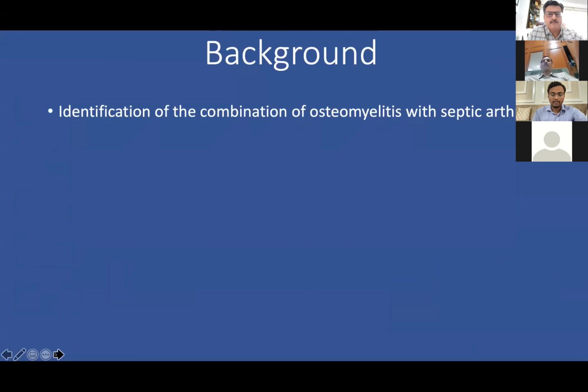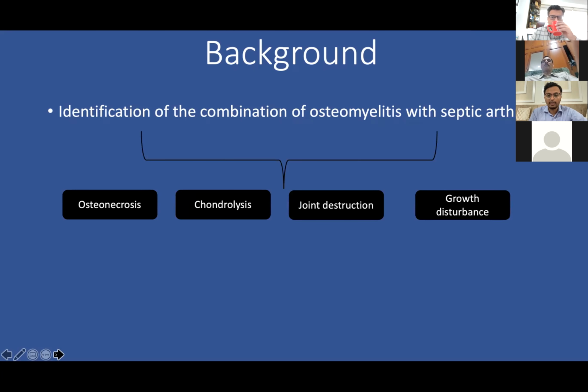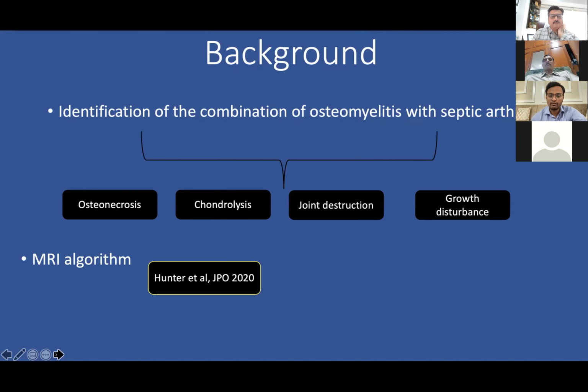In the background or introduction of this paper, the identification of the combination of osteomyelitis with septic arthritis is important because it will lead to sequelae in the form of osteonecrosis, chondrolysis, joint destruction, and growth disturbance. Most papers study and show results only for osteomyelitis, but don't specify the septic arthritis associated with osteomyelitis. There is some literature which shows an algorithm based on MRI and bone joint aspiration, published in JPO 2020.